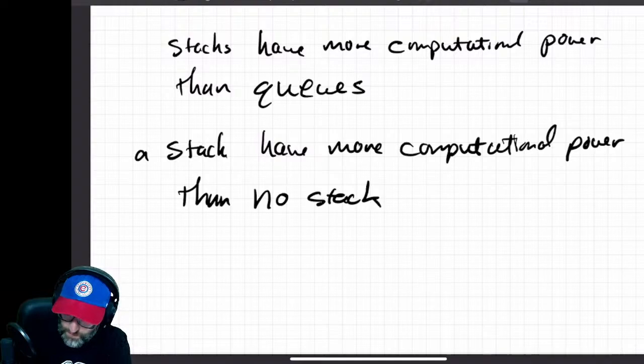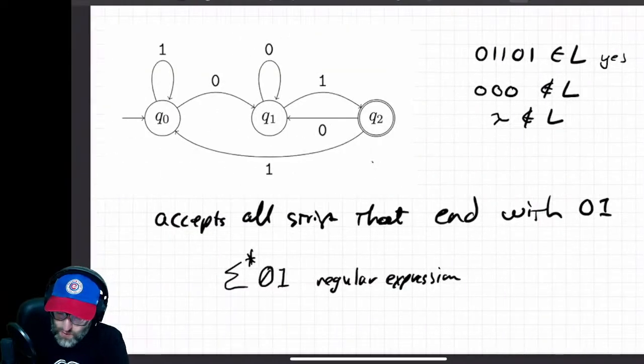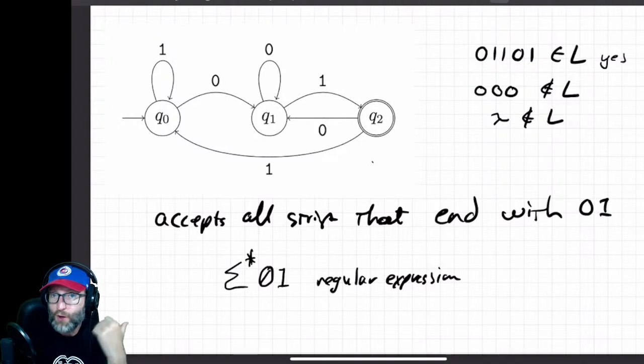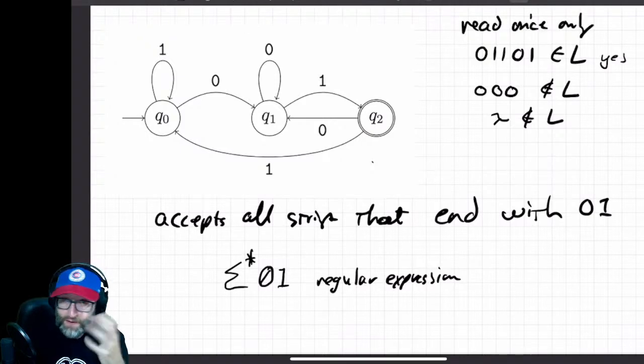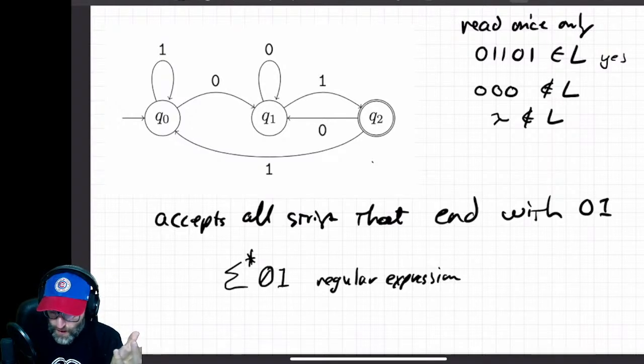Right? And let's go back over here to the finite state automaton. We read this input bit by bit by bit by bit. We weren't allowed to go back and forth and read this twice. It was a read once only kind of situation. And we didn't have any other memory.